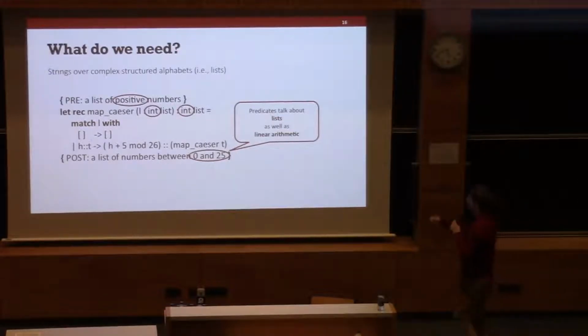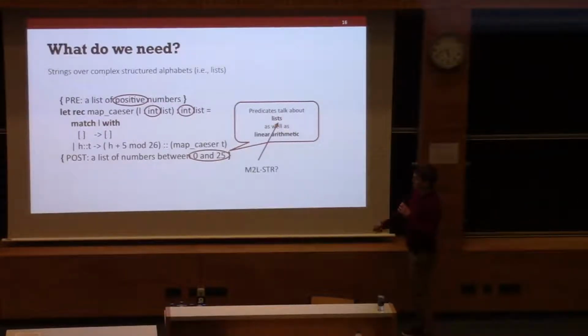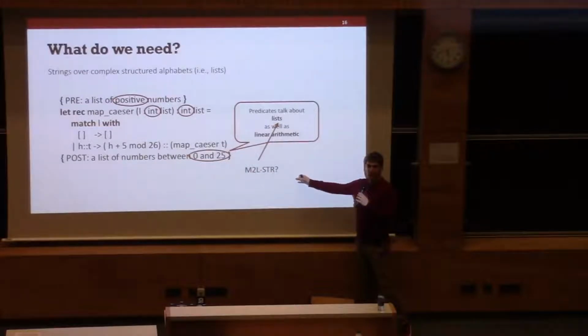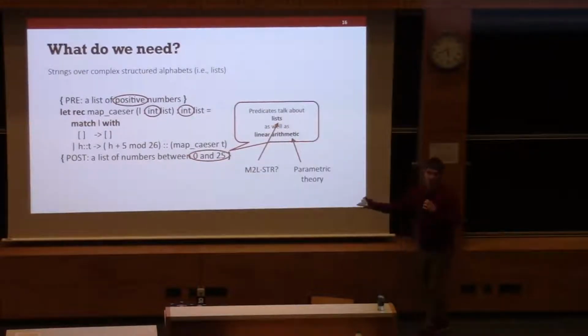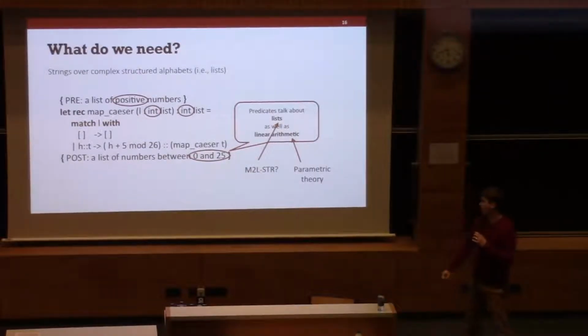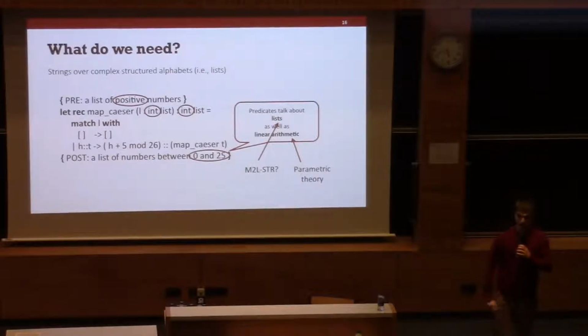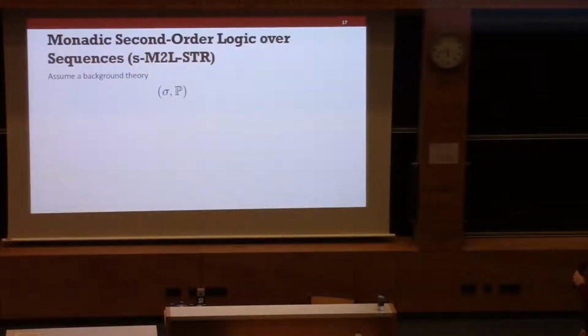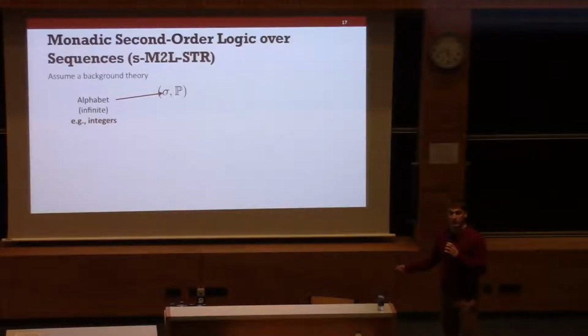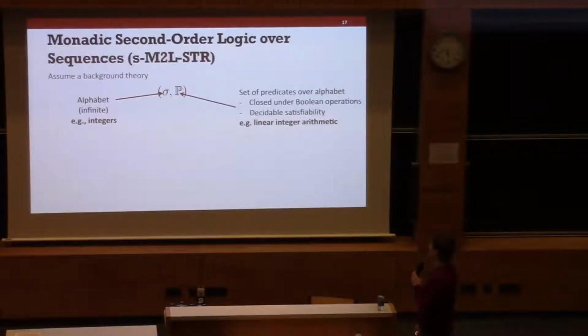And essentially, all we needed to do to encode this logic was to use a good logic that already works and combine it with a parametric theory so that we could talk about things like linear arithmetic. So we're going to assume that we are given a background theory. And the background theory is essentially a pair where we have an alphabet sigma that can be potentially infinite. This is the content of our list. And we have a set of predicates over this alphabet sigma.